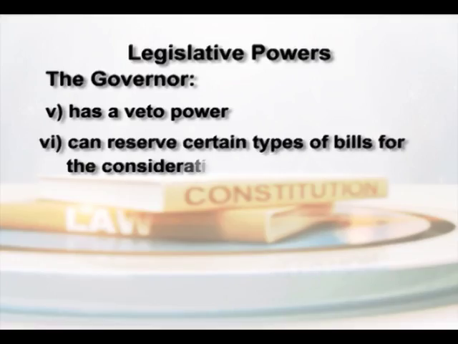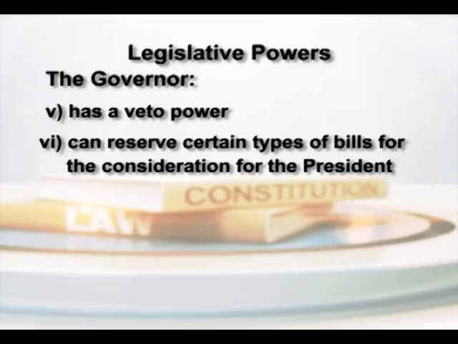Sixthly, there are certain types of bills which the governor can reserve for the consideration of the president. Such bills may be dealing with the compulsory acquisition of private property, being derogatory to the powers of the High Court, seeking imposition of tax on any item declared essential by an Act of the Parliament, or likely to be in conflict with some law of the Parliament covering a matter of concurrent jurisdiction, or any other bill likely to create conflict with the union government.